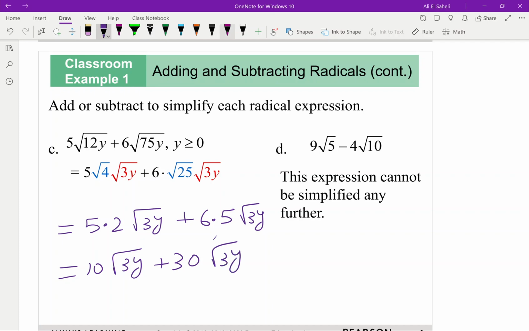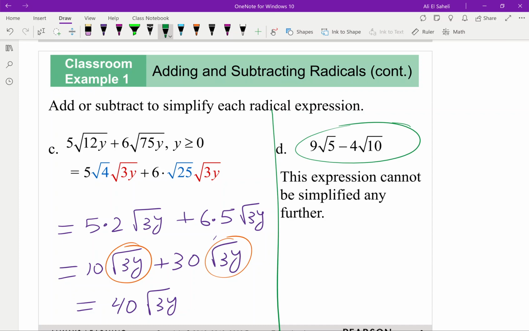Now we have the same radical term. Okay, so we can add them. 10 radical 3y plus 30 radical 3y is 40 radical 3y.